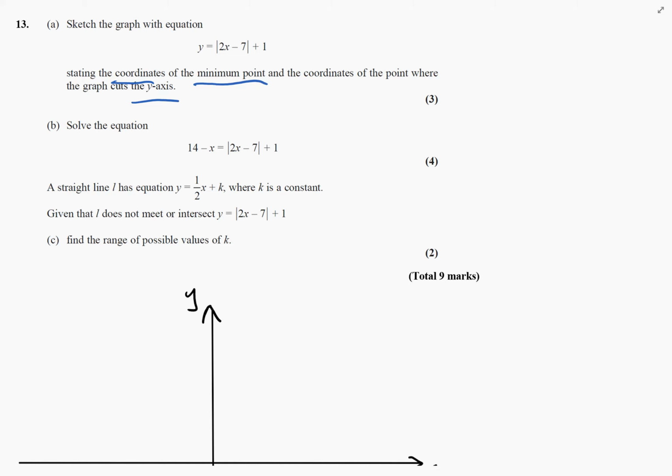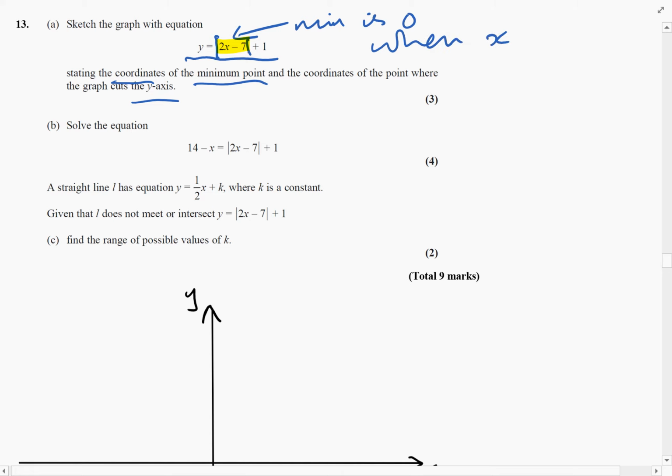So if we think of the minimum this can ever be, well, the modulus means make it positive, that's what the modulus sign means. The minimum this inside the modulus could ever be is zero. So the minimum is zero, and that will happen when x is 3.5, or 7 over 2. I'll just leave it as 3.5. Okay, so that's going to be the minimum point on the graph.